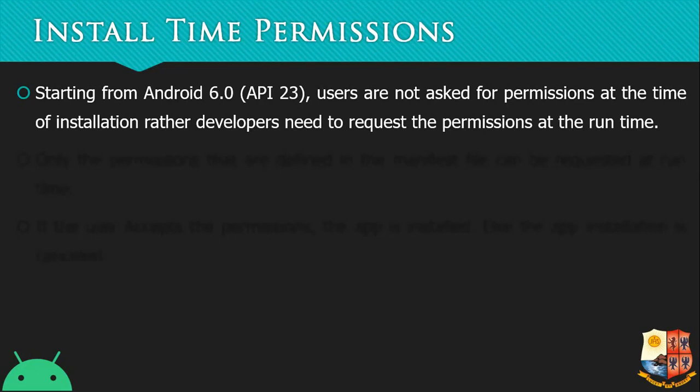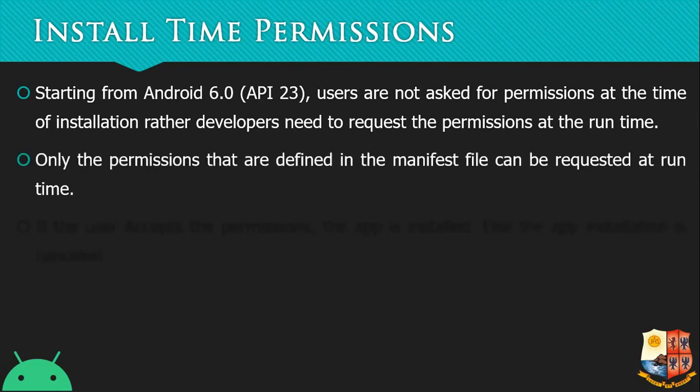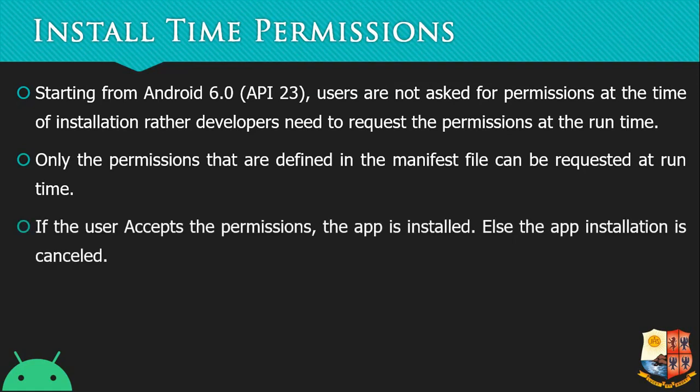But after 6.0 or API level 23 and above, you have to ask permission from the user every time a specific or restricted data needs to be accessed or restricted action needs to be performed. Only the permissions that are defined in the manifest file can be requested at runtime also, even now. Even API level 30 or 31, whatever you are going right now, you have to declare all this in the manifest. Very important. If the user accepts the permission, the app is installed, else the app installation is cancelled. This is how it was till API level 22. Please remember that number, API level.